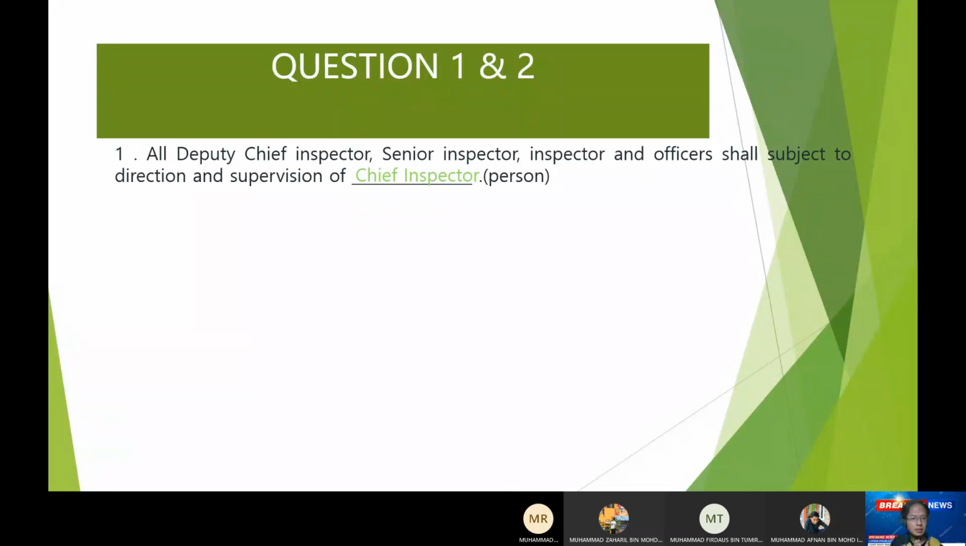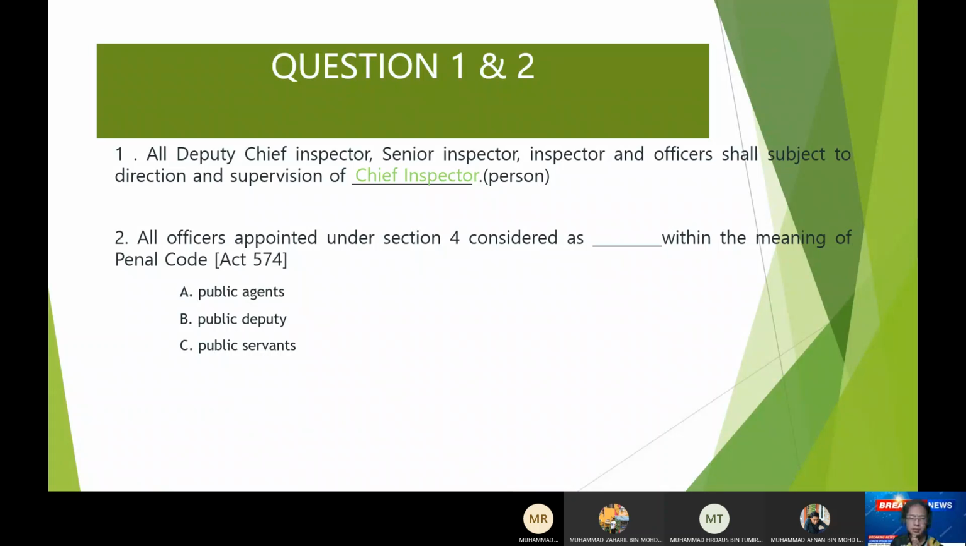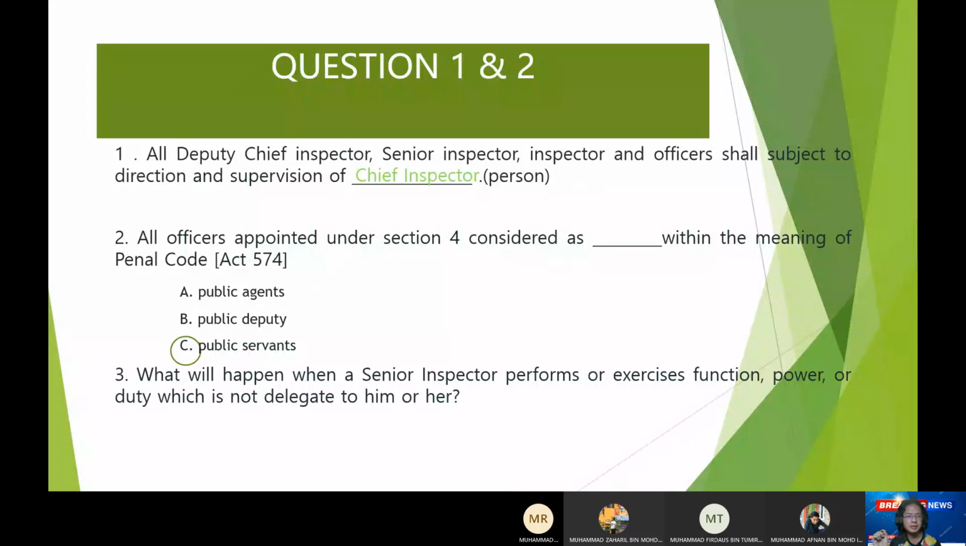Next question is, all officers appointed under Section 4 are considered as what within the meaning of Penal Code Act 574? A, public agent. B, public deputy. C, public servant. Within these three, which is the answer? A, B, or C? The answer is C, the public servant. That means all officers appointed under Section 4 are considered as public servants too, within the meaning of Penal Code Act 574. Next, question 3.